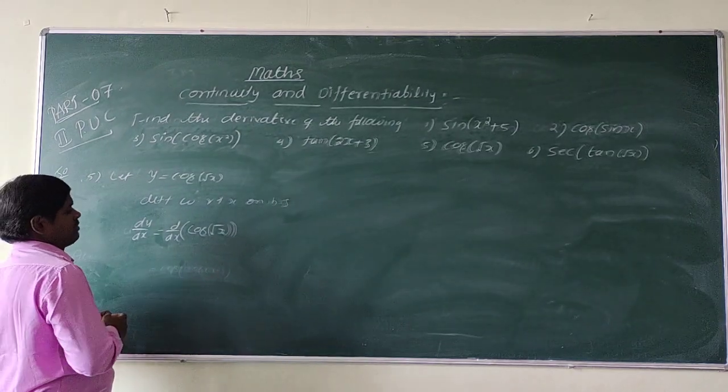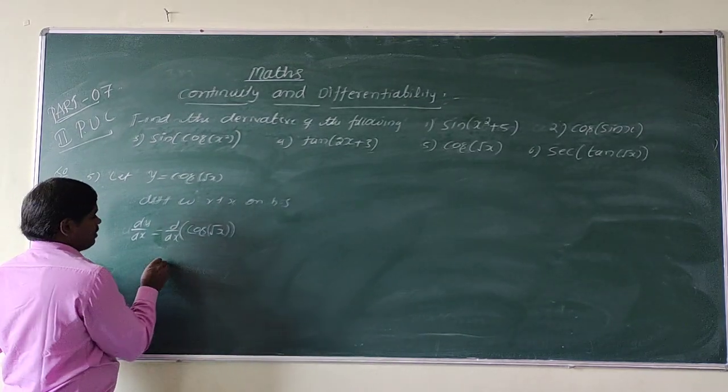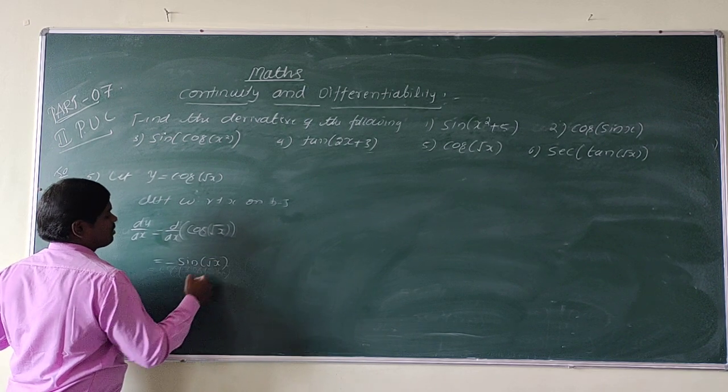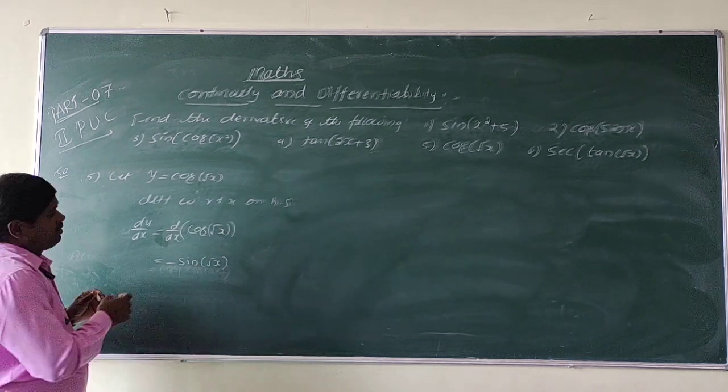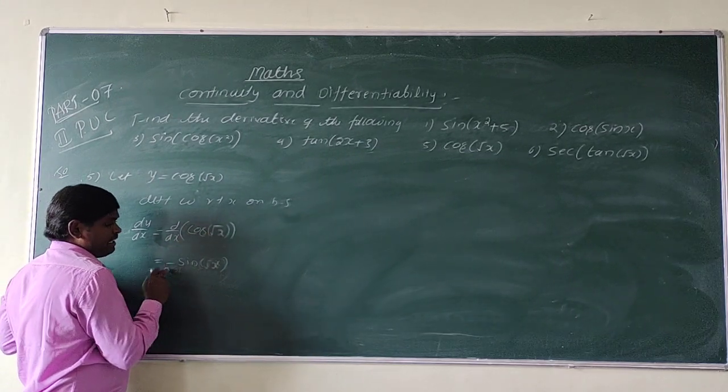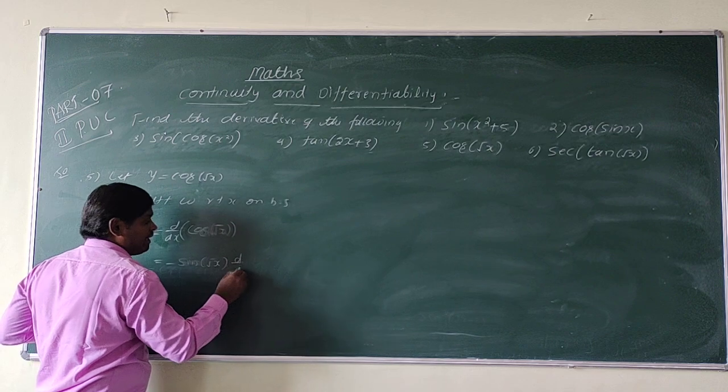Okay, so what is the differentiation of cos of root x? That is minus of sine of root x. Differentiation of cos of root x is minus sine of root x into d by dx of.